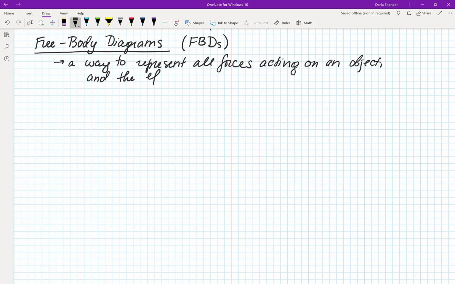And the effect of these forces. Okay, so let's see how that works.